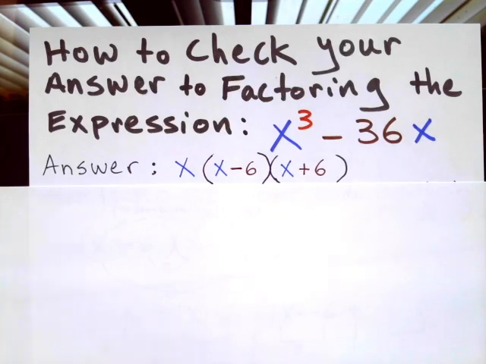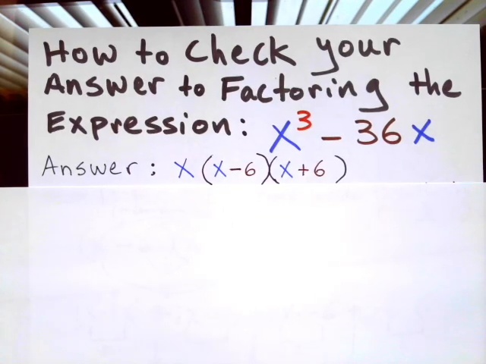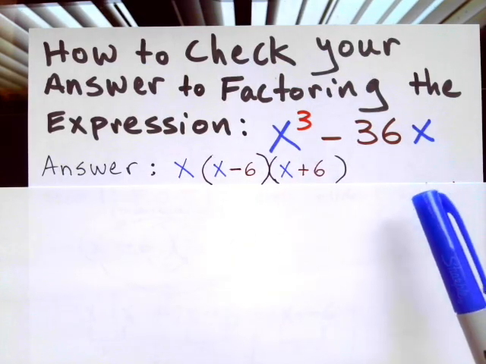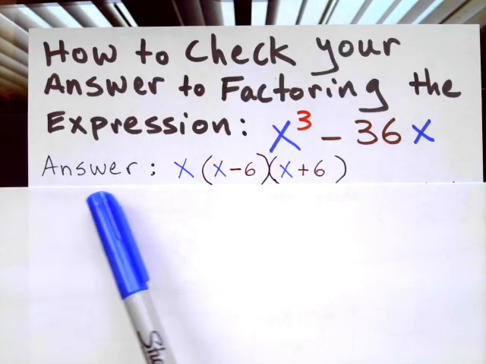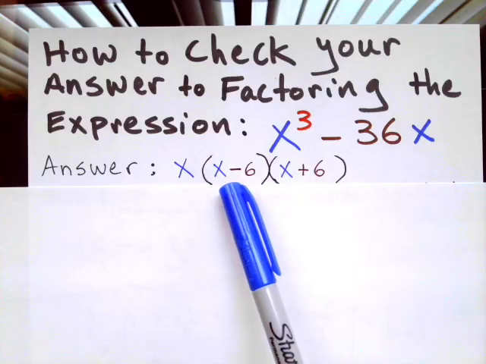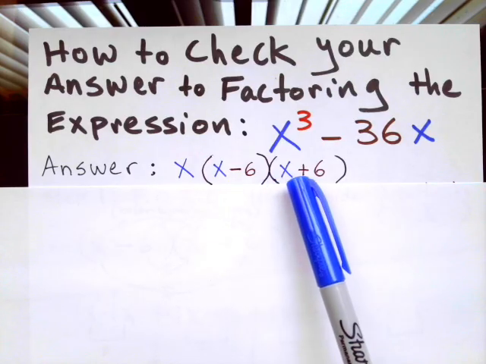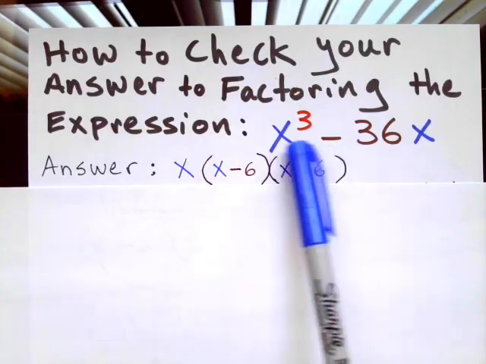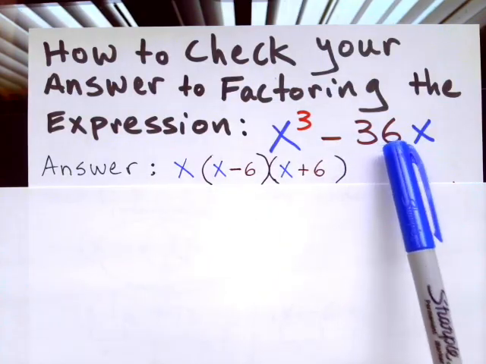All right, welcome back to part two: how to check your answer to factoring the expression x cubed minus 36 times x. Our answer in part one was the quantity of x times x minus 6 times x plus 6. So this was the factoring of this expression.